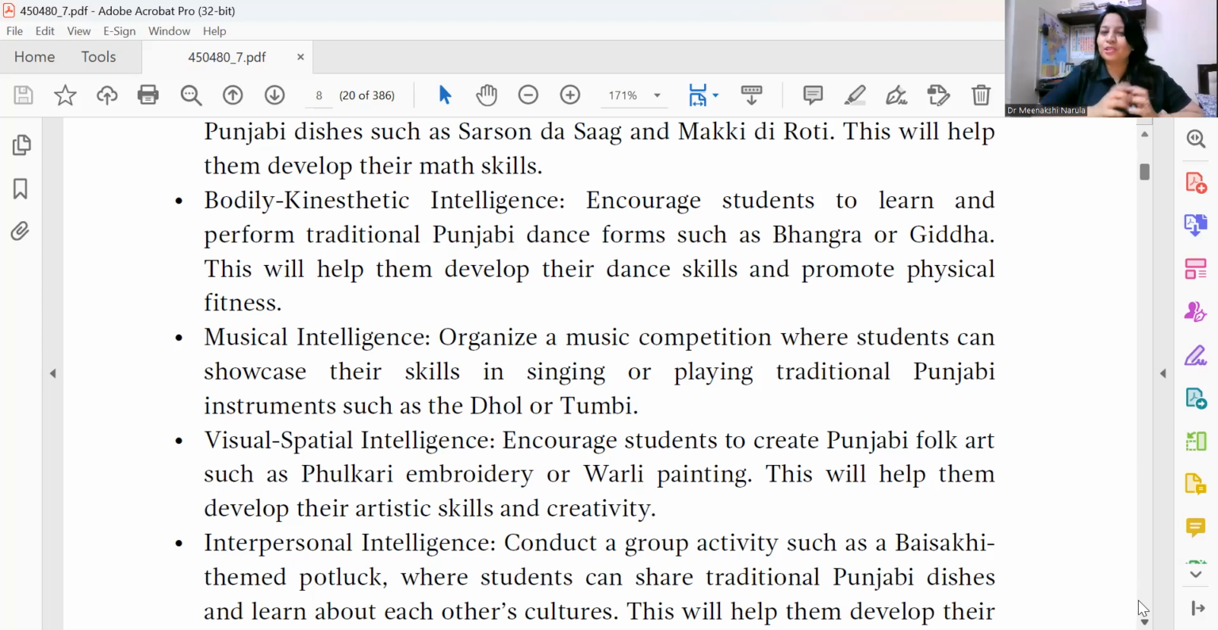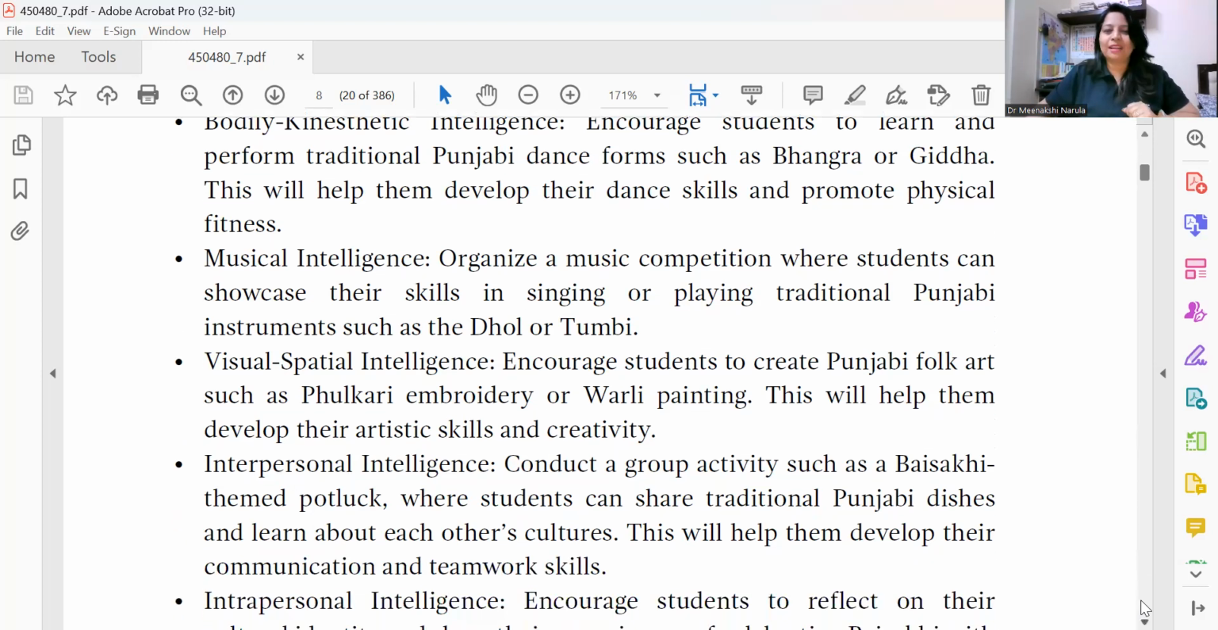Right? See, visual spatial learners. Tell them about Phulkari, show them Phulkari, in your art classes, in your fine art class, in your painting classes also, the children can design the same. So such kind of activities can be conducted.